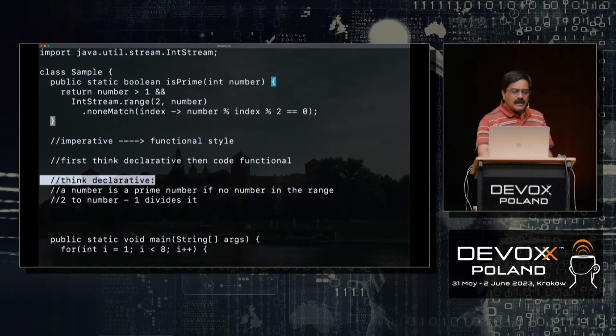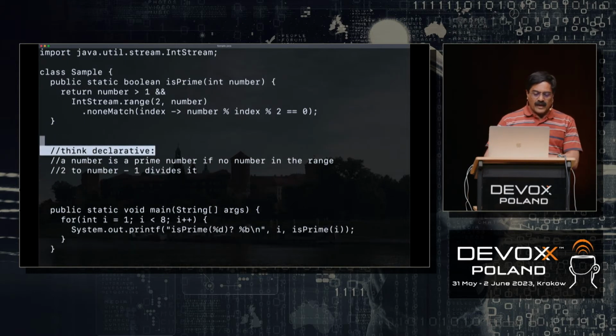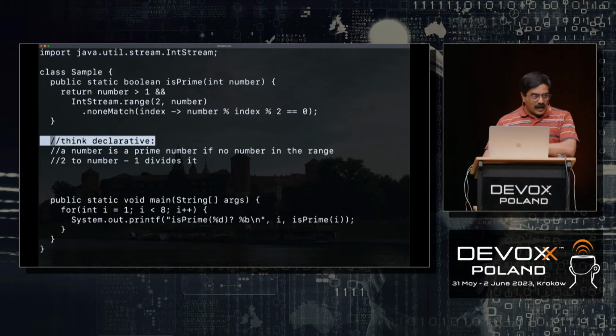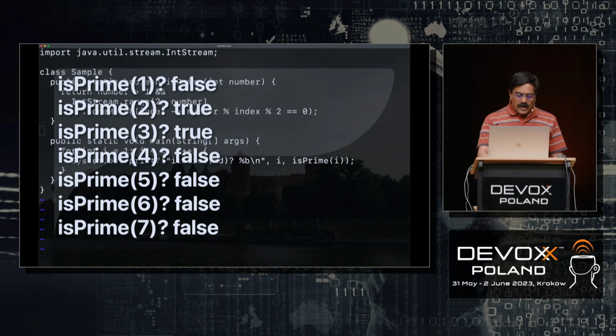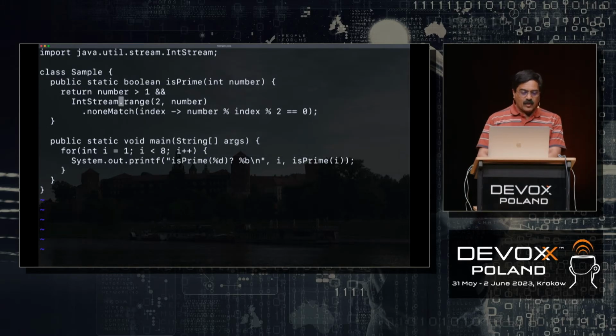So as a result, in this particular case, you can rework the code from this declarative style of thinking, and then you can make the code functional in nature right after that. When you look at this code right here, it pretty much does the same as what the other code did. We have the range of values, and nothing in the range divides the given number.